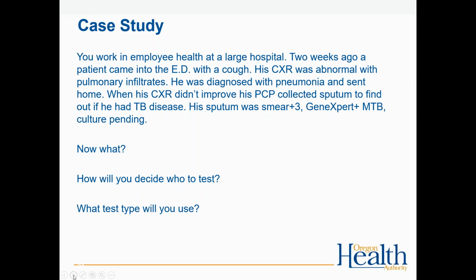So you know you have a case of TB here. If this was your facility, what would you do, and how would you decide who to test, and what test type would you use? So you can take a minute and put that into the question box. And this kind of thing happens, right? I think it happens at the best hospitals. You just can't catch every case.